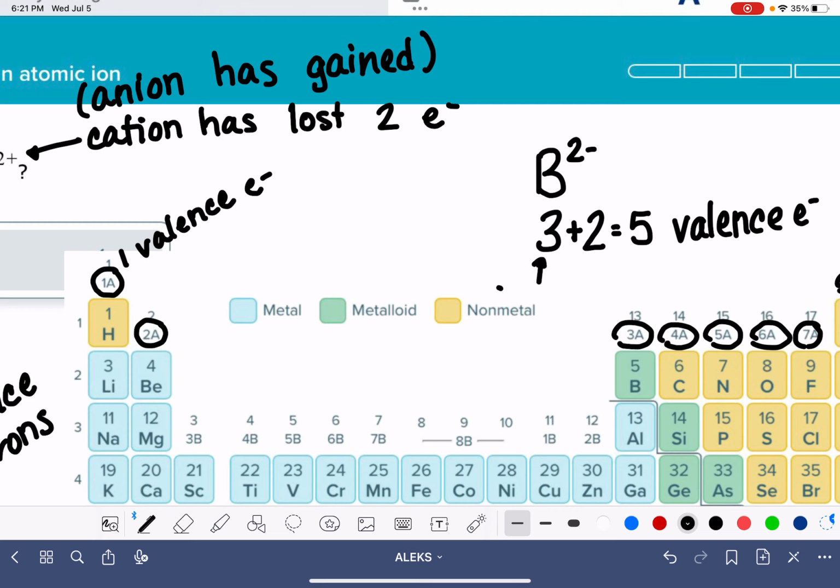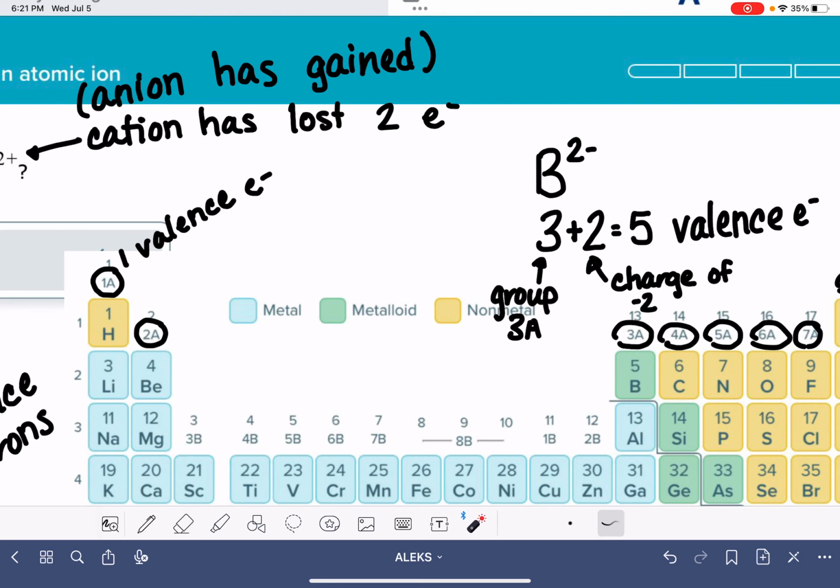Again, that 3 is because it is in group 3A, starting with 3 valence electrons. 2 because it has a charge of -2, indicating that it has gained 2 electrons.